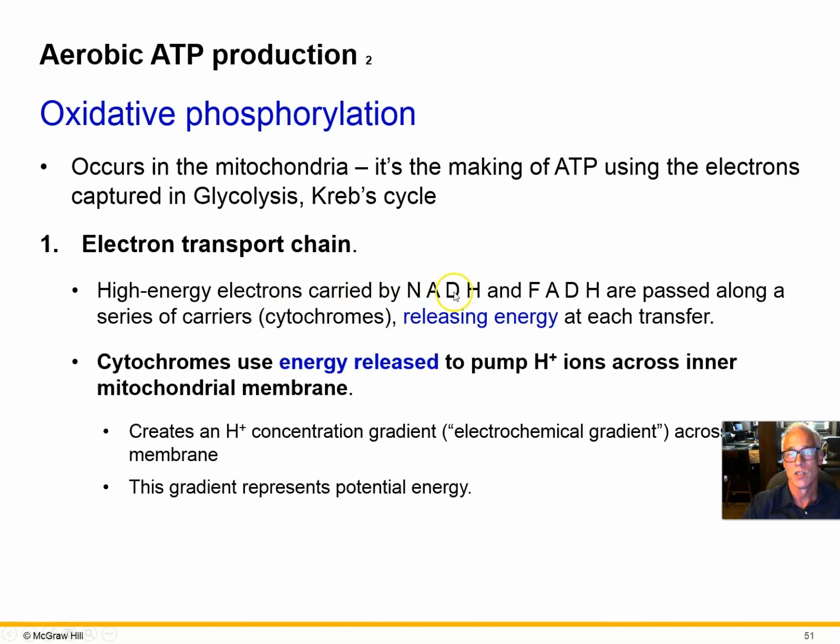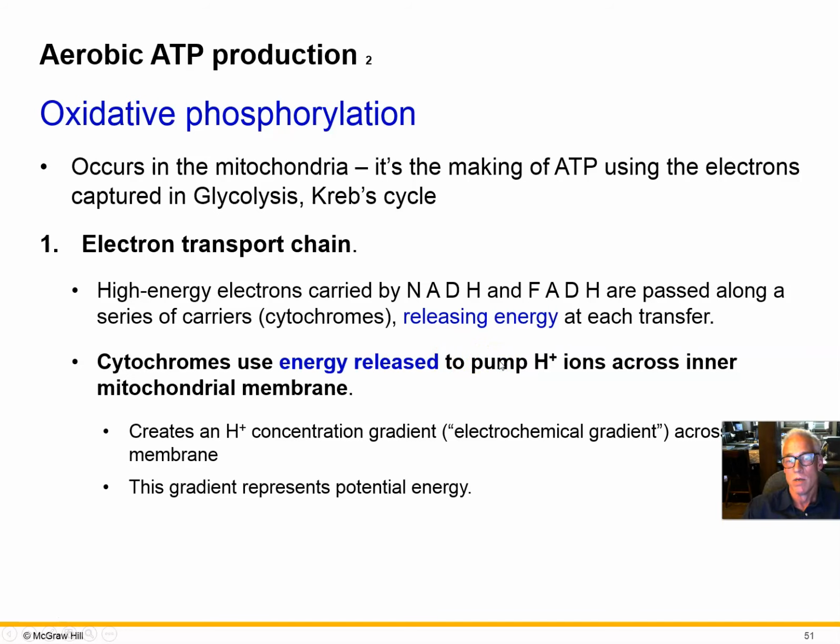So redox reactions we talked about, right? We're going to keep on oxidizing some molecules and reducing others and passing those electrons from NADH and FADH down a chain of cytochromes. Every time the electrons are handed down, some energy is released, and that energy is going to be harnessed by those cytochromes, by some pumps that are in the membrane. So we're going to take the released energy and pump hydrogen ions across the membrane.